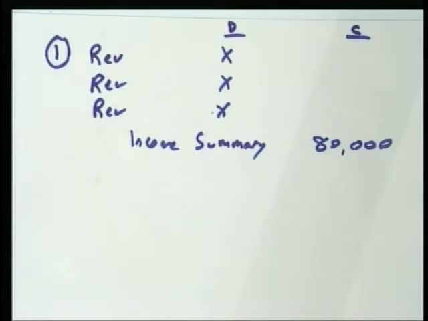Expense accounts, are they normal debit or credit balance accounts? They're normal debit. So what do you think we have to do to all these expense accounts to close them out, to zero them out? We have to credit them. Okay?